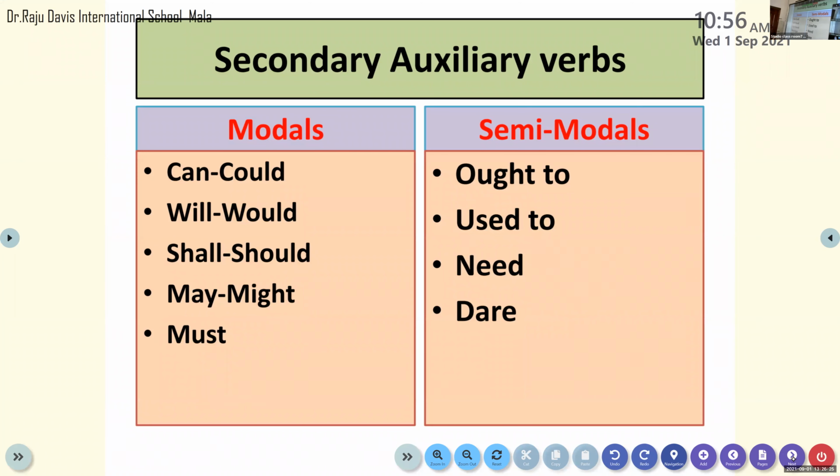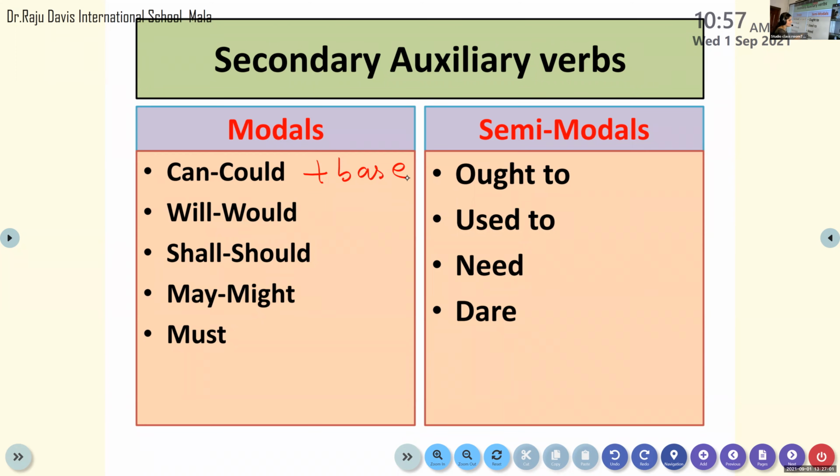And here, again, a big one. Can, could, will, would, shall, should, may, might, must are coming under the modal auxiliaries. Ought to, used to, need, dare. In 8th standard, you will be learning in detail about the usages of ought to, used to, need, and dare. But remember, children, whenever you use these modal auxiliaries in a sentence, after the modal auxiliaries you can use only the base form of the verb.